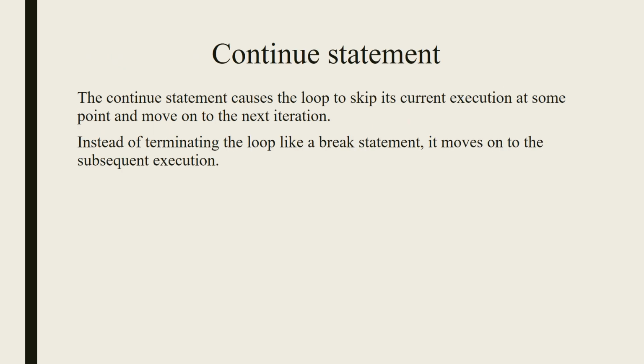Continue statement. The continue statement causes the loop to skip its current execution at some point and move on to the next iteration. Instead of terminating the loop like a break statement, it moves on to the subsequent execution. So here the current iteration of the loop will be disrupted, but the program will return to the top of the loop. The continue statement will be written in the block of code under the loop statement, usually after an if condition.